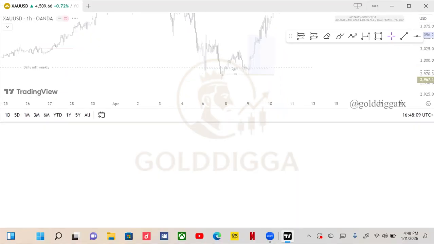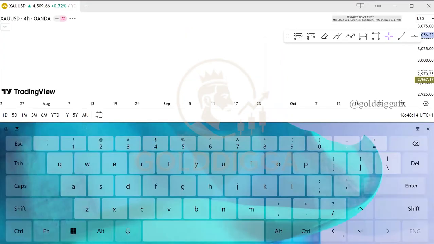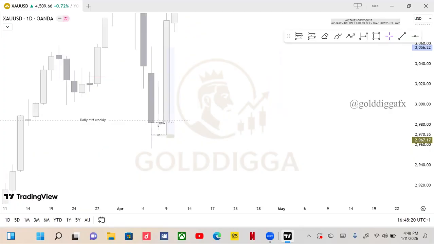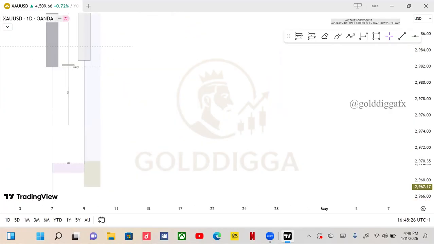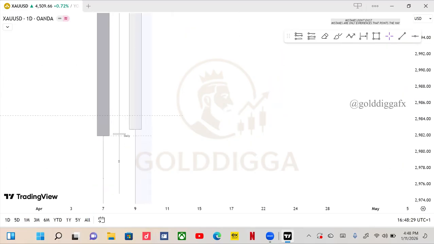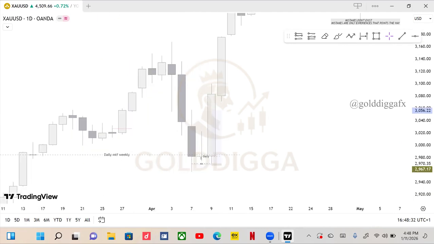So by the end of the day, if I go to the daily time frame, okay, let's see. On the daily time frame, you can see our daily support here. Our daily support ended up being what? Rejected. Price rejected, closed above the support. Now, after rejecting and closing above the support, what's the next thing?